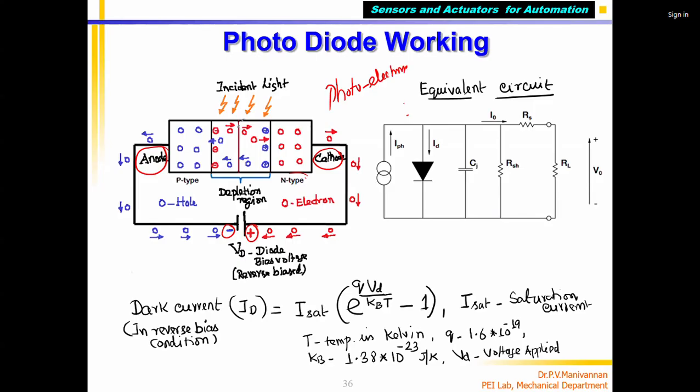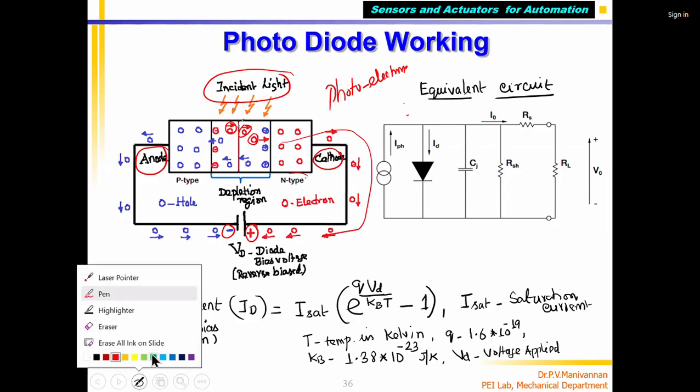Correct? That is what these are called: photo electrons. They are created because of light. The number of photo electrons created depends on light intensity. If more light is there, with more electrons attracted, then a current flows. The red arrow marks show electrons moving like this. So that means conventional current flows through this, correct? So this is called photo current, or photo electrons. Okay, this is how it works.